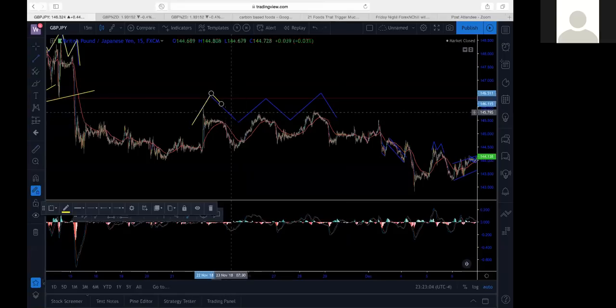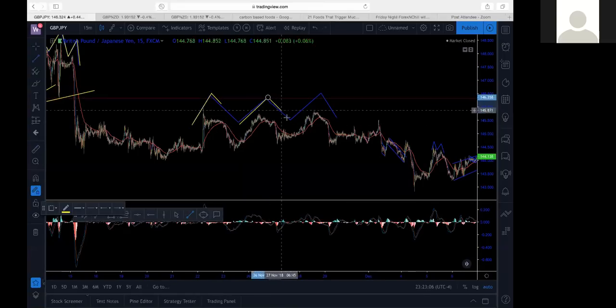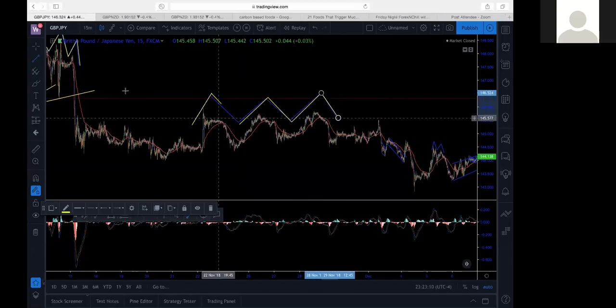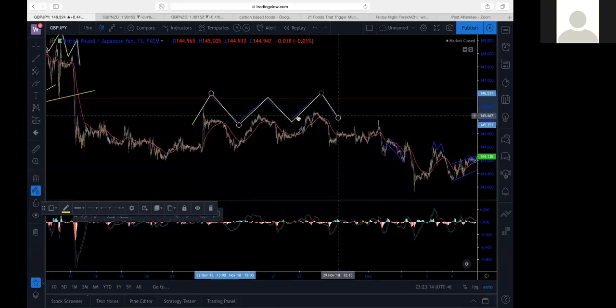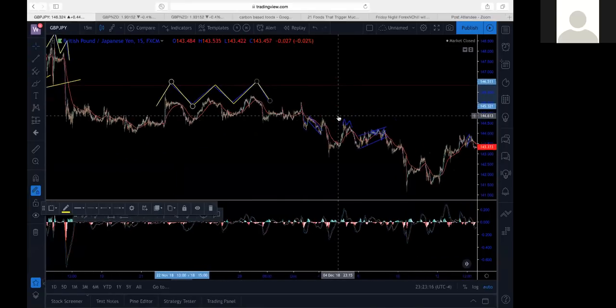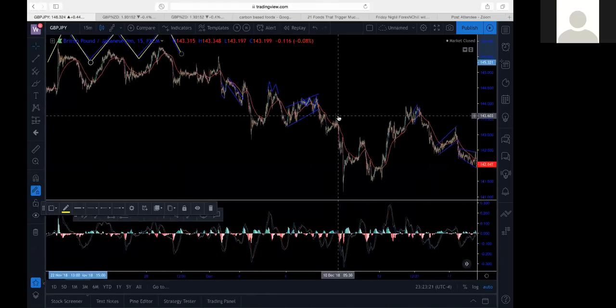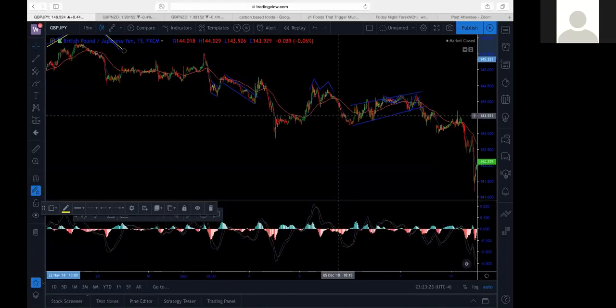This triple top didn't play out. Uh-oh. Okay, I'm going to edit that one. This triple top didn't play out as well as that one over there did. But you know, you've got to be flexible with these expectations. So it didn't play out how it did.